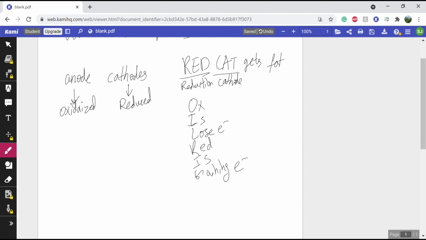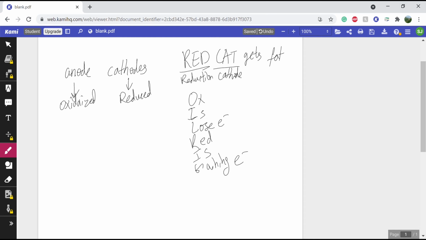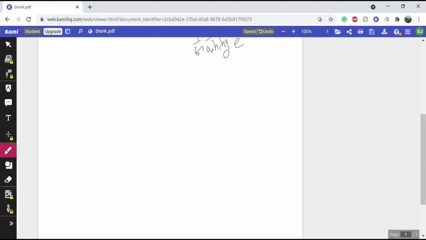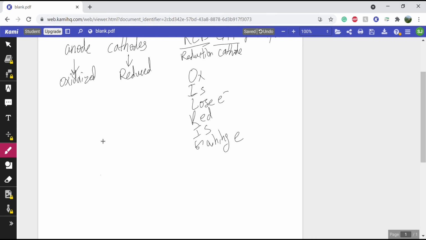Next, we talk about reduction potentials. The reduction potential is the tendency of a substance to gain electrons, represented as a number. Normally this reduction potential will be given to you. When you have the reduction potential of two elements, the more negative the reduction potential, the less likely it is to be reduced. The higher the reduction potential, the more likely it is to be reduced. So when comparing two substances, the one with the higher reduction potential will be reduced, and the one with the lower reduction potential will be oxidized.